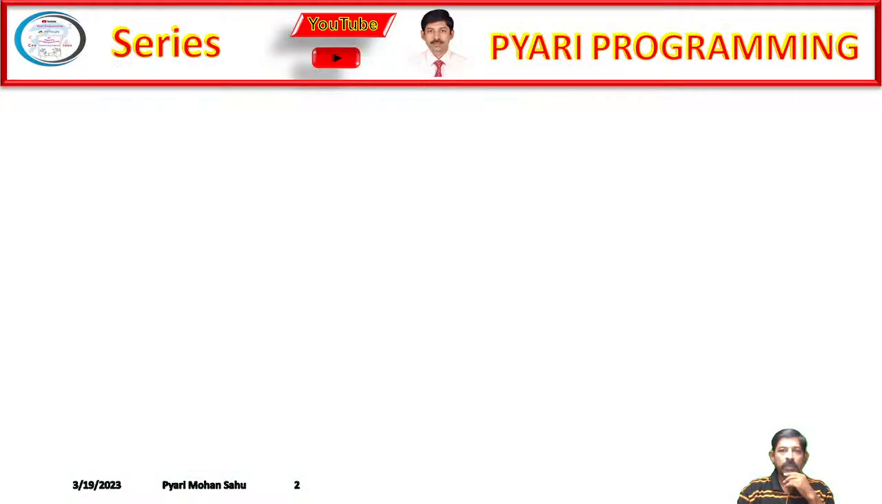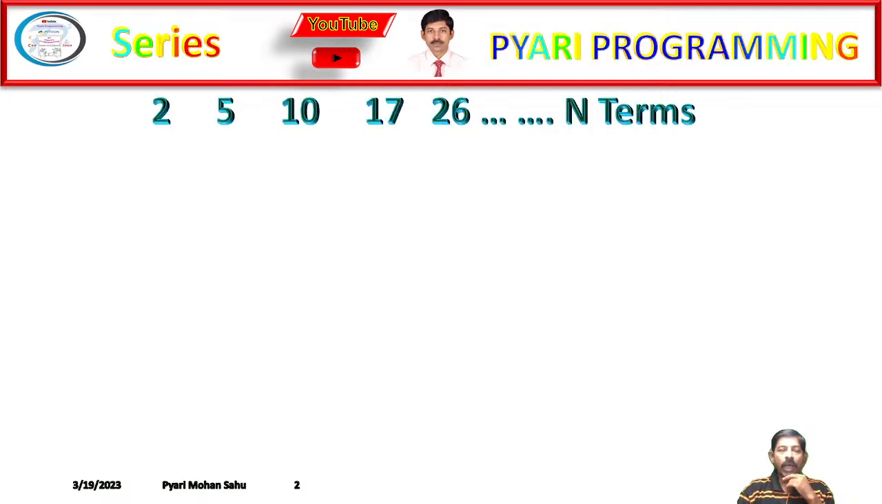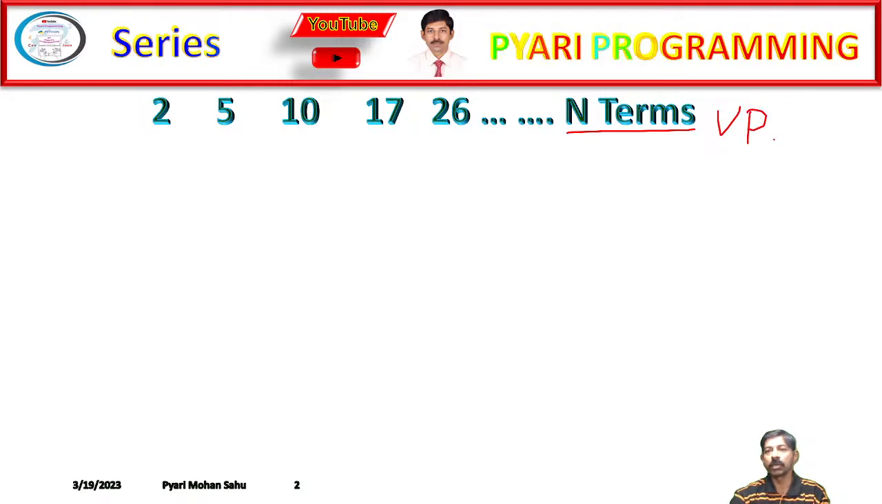The first question is in front of you. We have a series like this: 2, 5, 10, 17, 26 and up to n terms. Today I will discuss n terms, and some other time I will discuss first or up to n. We have another mechanism called up to; in the next class I will discuss the up to mechanism. In this class I will emphasize first 5 terms, first 7 terms, first n terms.